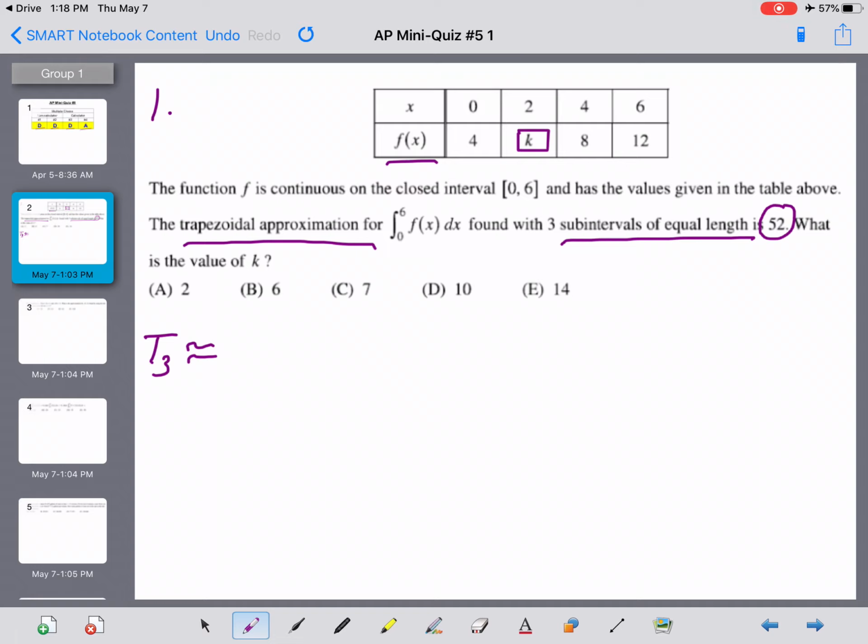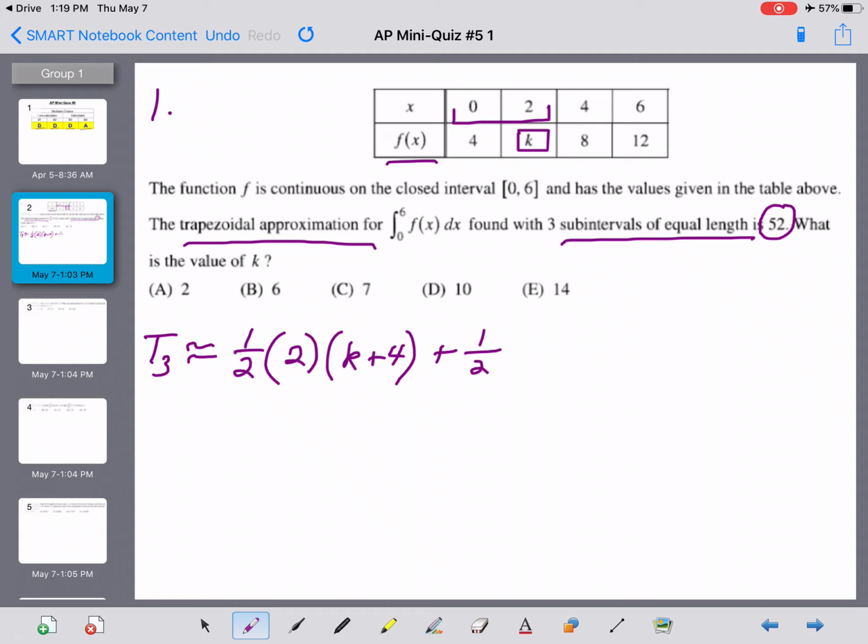First trapezoid, its area is going to be 1/2 times a height here, that being the distance between its x values of 0 and 2. So it has a height of 2, and then the sum of its bases are going to be 4 and k, so we're going to write that as a k plus 4. And that is the area of the first trapezoid.